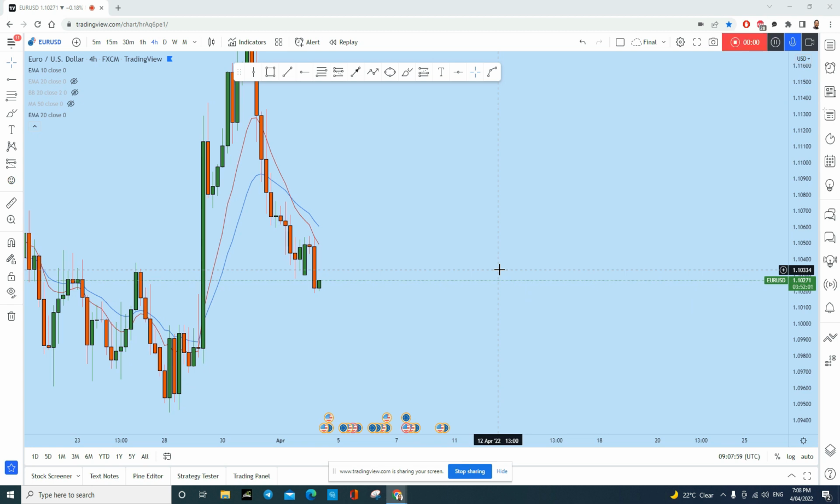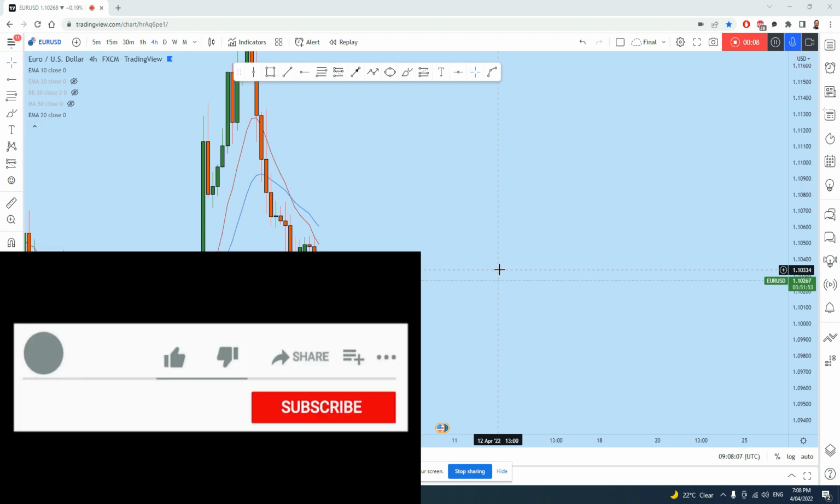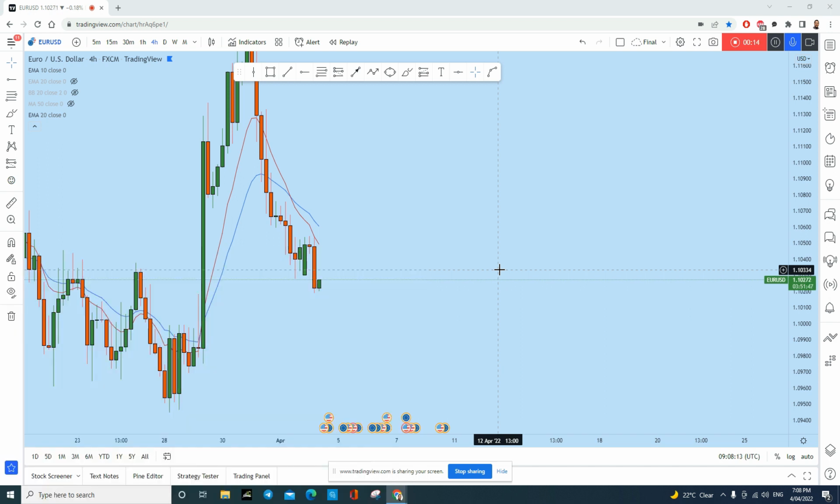What's up, traders? So let's do a complete multi-time frame analysis of Euro USD. Let's see what kind of trading opportunity we have in Euro dollar. Now, what you saw on the screen, Euro dollar is 4 hour time frame, and what we see is that Euro dollar is currently creating a strong bearish price action.